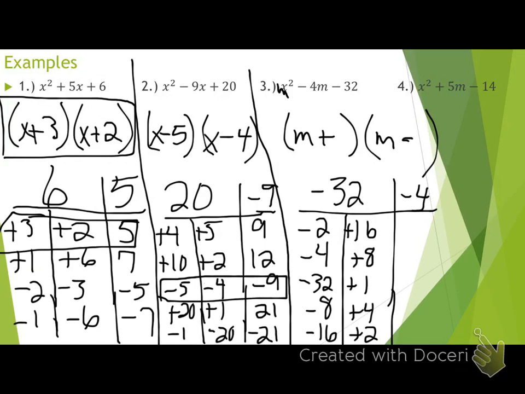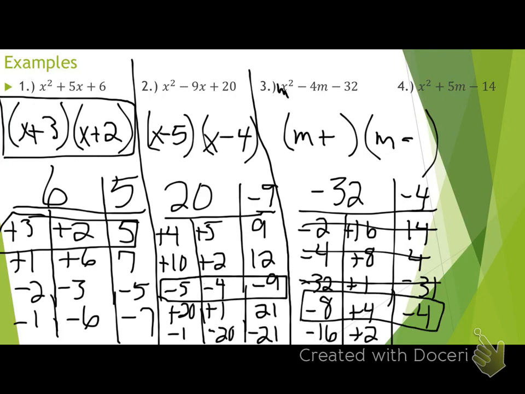Negative 2 plus 16 is positive 14. Does that give me what I want? No. Use the process of elimination. Negative 4 plus 8 is 4. Does that give me what I want? No. Negative 32 plus 1 is negative 31. No. Negative 8 plus 4 is negative 4. Does that give me what I want? Yes. So I can stop there.